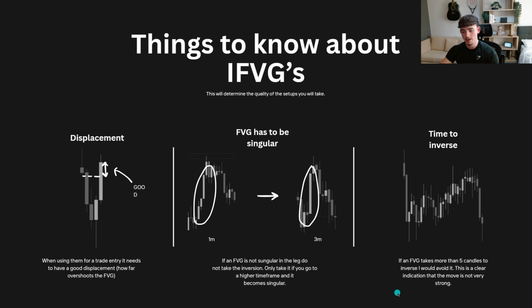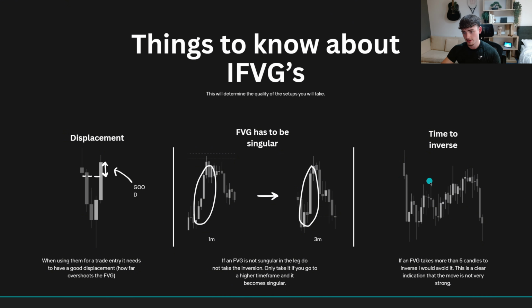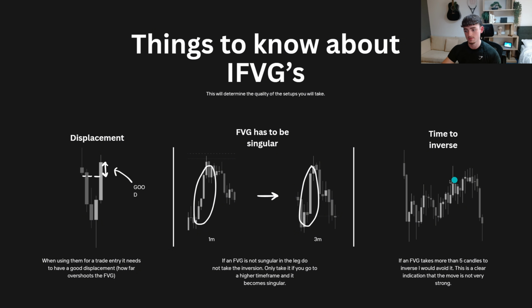Now, time to inverse. If a fair value gap takes more than 5 candles to inverse, I would avoid it. This is a clear indication that the market is not very strong. So if you see here, this fair value gap probably takes about 20 minutes to close if this was on the 1 minute chart. So we're not going to want to take this because it's clearly not very strong, right? We want to see that near enough instantaneous inversion. Let's hop onto the charts.